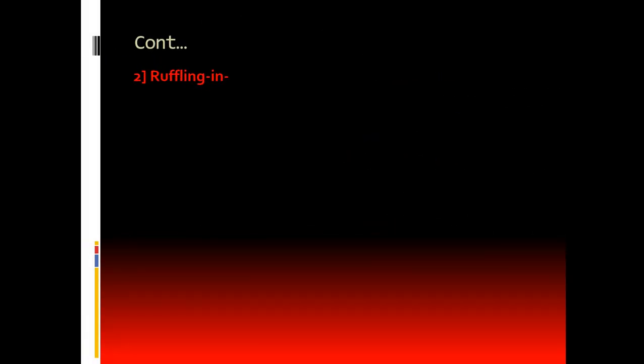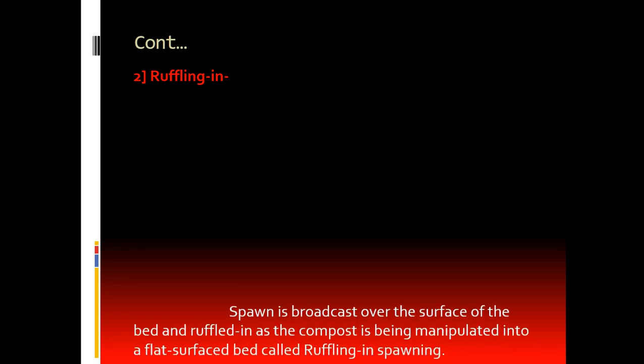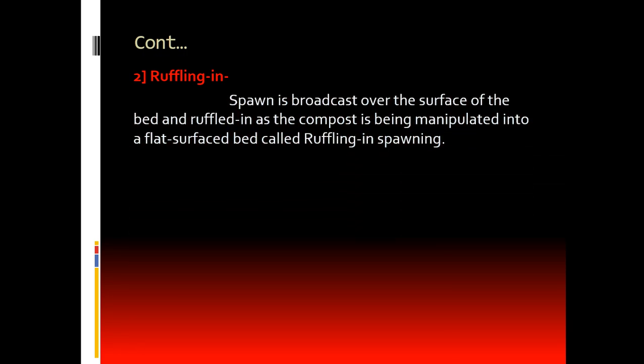Now the second method is ruffling in. What do you mean by ruffling in? Spawn is broadcast over the surface of the bed and ruffled in as the compost is being manipulated into a flat surfaced bed, called ruffling in. The depth of ruffling in varies from 1 to 10 centimeters.